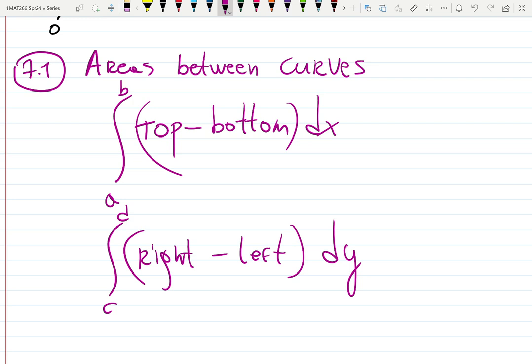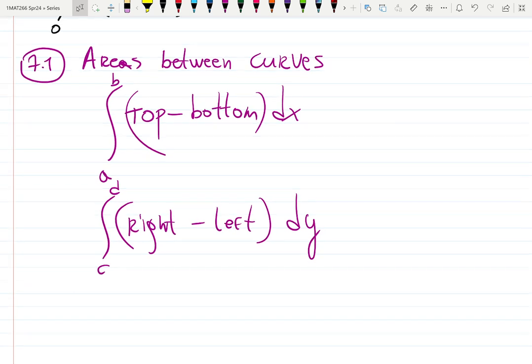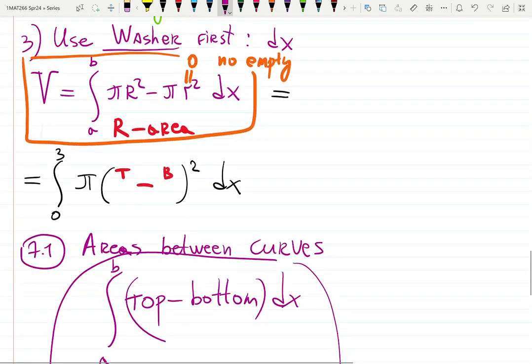So 7.1 is one of the most important chapters in this class, but somehow it's not taken very seriously. 7.2, 7.3, we will ditch them forever after this class. We'll never go back to shell and washer methods, but 7.1 actually is important. You will see in Calculus 3, super fun. But again, introduced by the engineers. So we're going to use this knowledge and finally finish the problem.